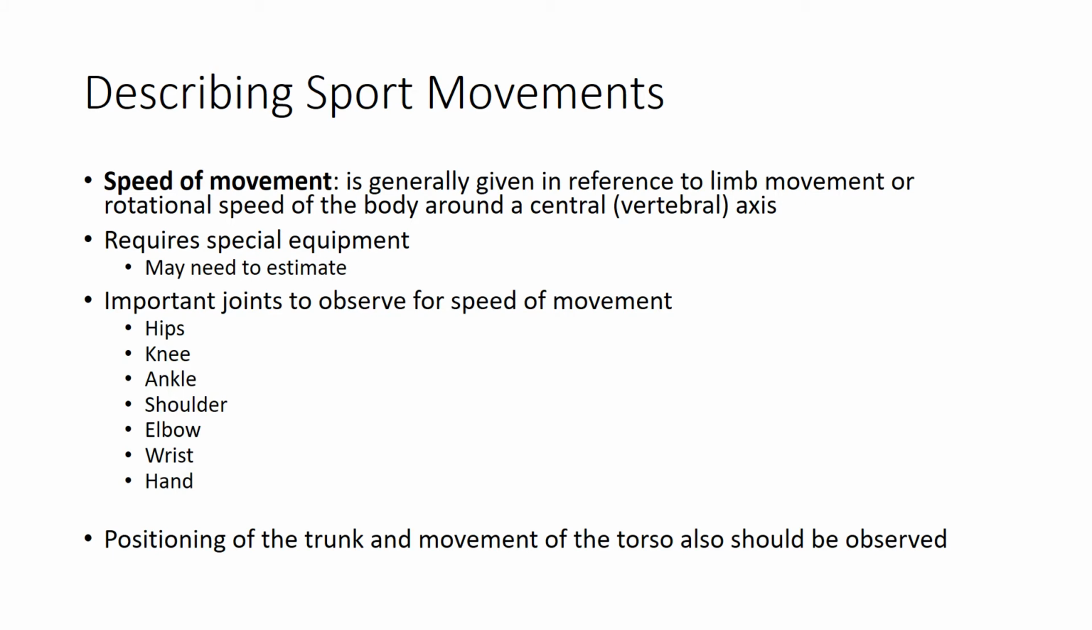Another consideration for sport movements is the speed of the movement or angular velocity of the involved joint. Speed of the movement is generally given in reference to limb movement or rotational speed of the body around a central axis. Determining speed of the movement requires special equipment that is found in a laboratory setting. So we can determine the speed of the movement or velocity at the knee joint using the Biodex equipment that is in the exercise physiology lab.